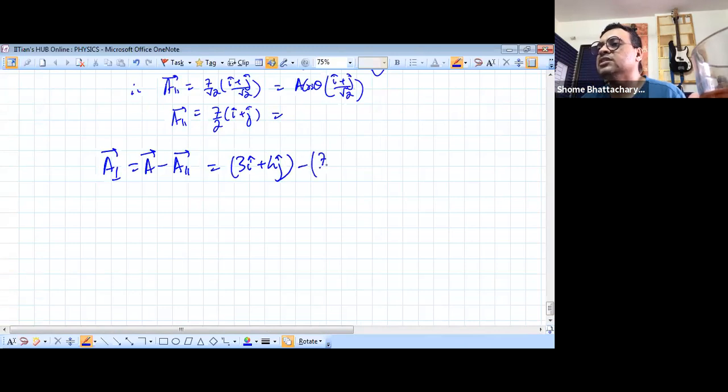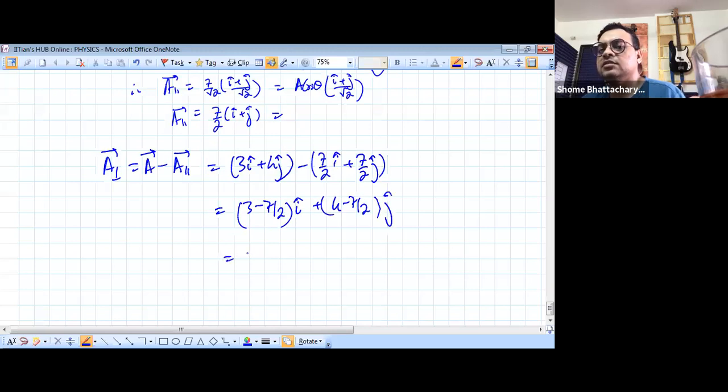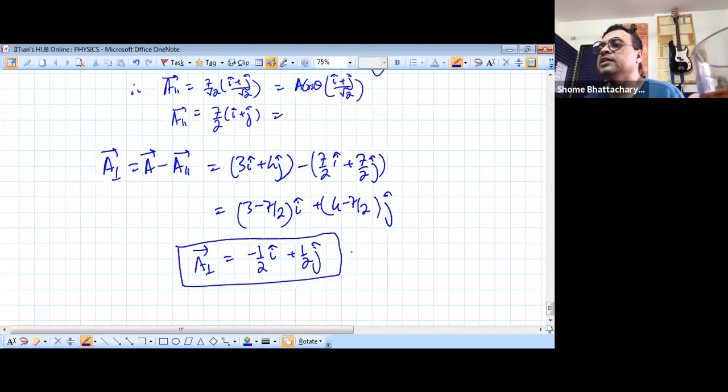So this is 7/2 I cap plus 7/2 J cap. So this is 3 minus 7/2 I cap plus 4 minus 7/2 J cap. So that is minus half I cap plus half J cap. Okay, this is A perpendicular. But again, you will see the problem is the answer is not given as one of these.